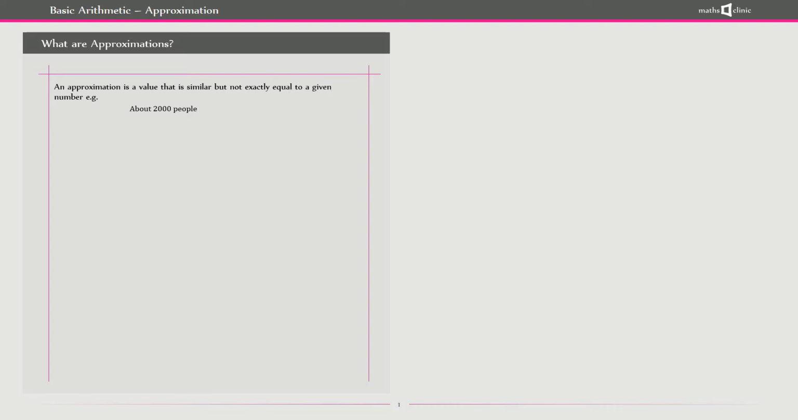Or I could ask you to go to a school and tell me how many students are in that school. You count the number of students, and let's say there are 392. I ask you how many students are there, and you say roughly 400 students. That's pretty much what approximation is about: basically giving a rounded value, usually in multiples of 10.